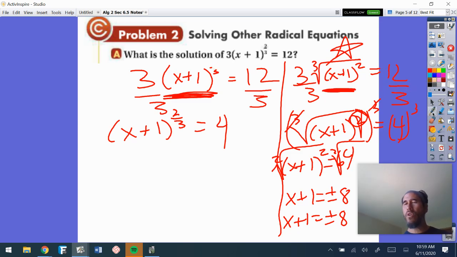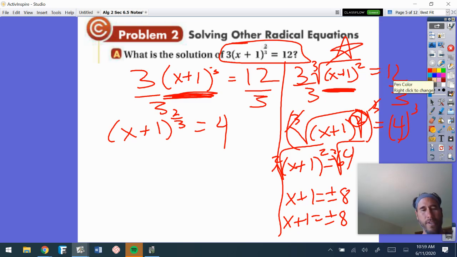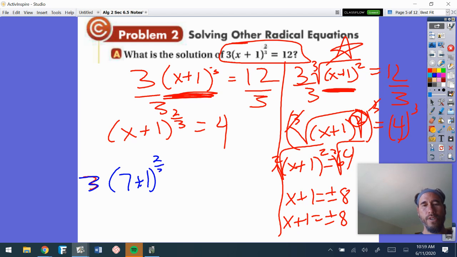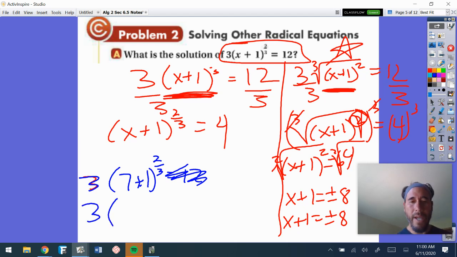Oh, snap. No, no, no. Okay, let's check that side, but I do want it to be blue to know that we're doing something different. So it'd be 3. Let's check these. What was it? It was a 7. 7 plus 1 to the 2/3 equals 12. Whoa, it's got to equal 12. So we got our 3, okay? And then we have 7 plus 1, which is 8 to the 2/3, right, class? And then we handle the 8 to the 2/3.